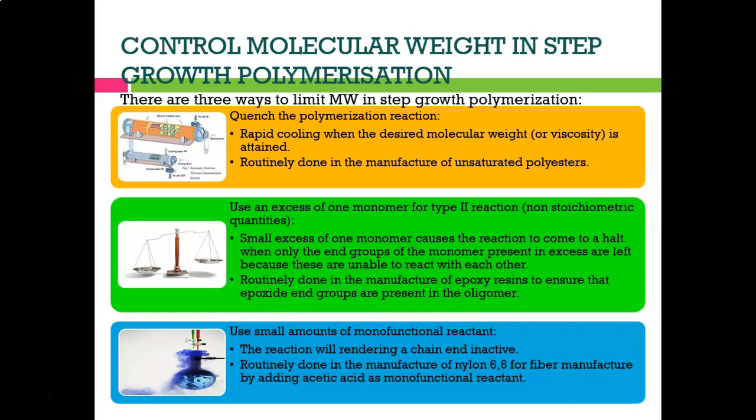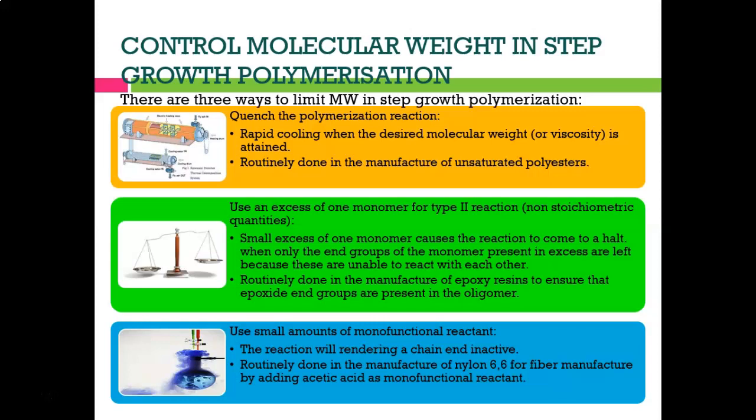For today's lecture, we proceed with the methods to control the molecular weight in step growth polymerization. Obviously, there are three ways to limit the molecular weight in step growth polymerization. Why do we want to limit it? Because certain polymers need a certain molecular weight, for example UPE, epoxy resin, and nylon 66.